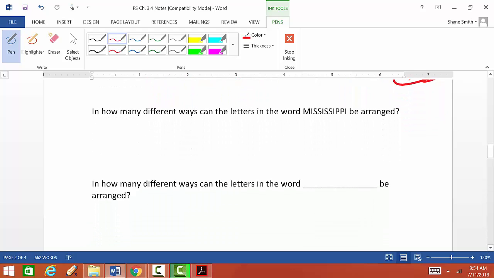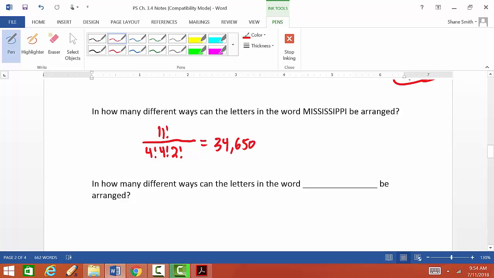All right, how many different ways can we rearrange the letters in the word Mississippi? So very similar thing. Mississippi has 11 letters. There's 1 M, so I'm not going to write it, but there are 4 I's, there's 4 S's, and there's 2 P's. And you should get 34,650.